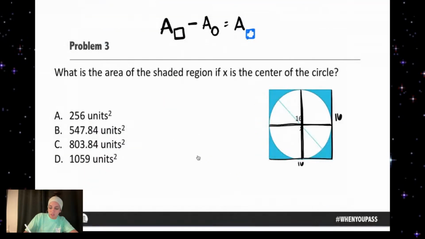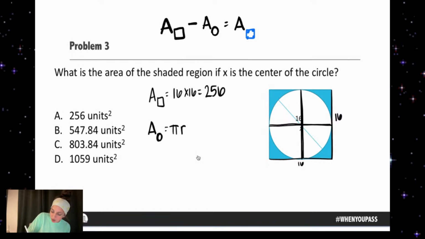Well, the area of the square is 16 times 16. Let's use our calculator for that. Could I do that without using my calculator? I absolutely could. I could do 16 times 16 without a calculator. 16 times 16 is 256. Now I have to find the area of my circle. The area of my circle is going to be pi r squared, where r is my radius.